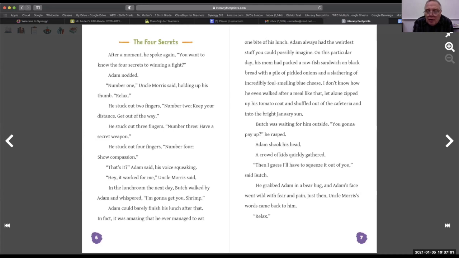Butch was waiting for him outside. You gonna pay up? He rasped. Adam shook his head. A crowd of kids quickly gathered. Then I guess I'll have to squeeze it out of you, said Butch. He grabbed Adam in a bear hug, and Adam's face went wild with fear and pain. And just then, Uncle Morris's words came back to him.